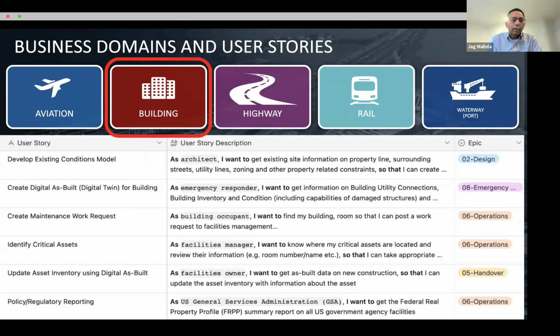So for example, in the case of buildings, we have a few user stories here. For example, it says create digital as-built digital twin for a building. That's the user story. And there is a description for that story. And the epic, where that story fits in, is, let's say, an emergency response. So that's a specific use case for why a digital twin is needed in buildings.